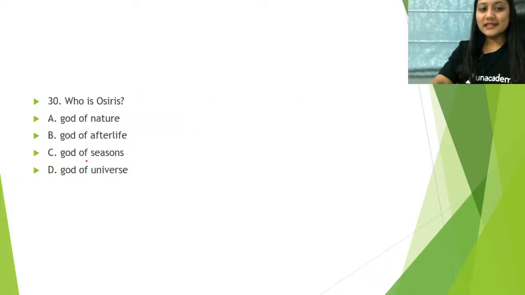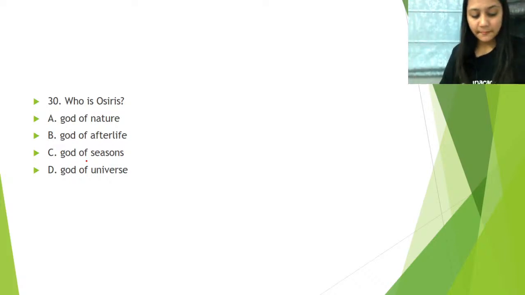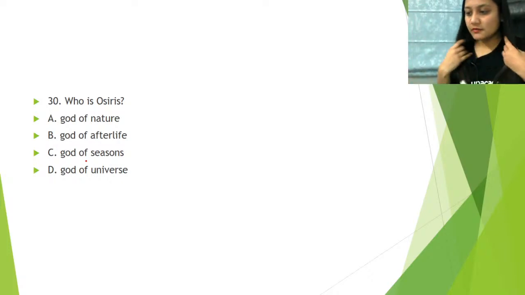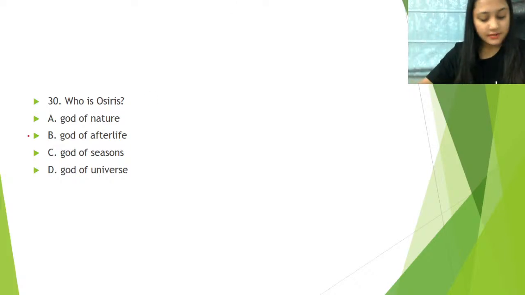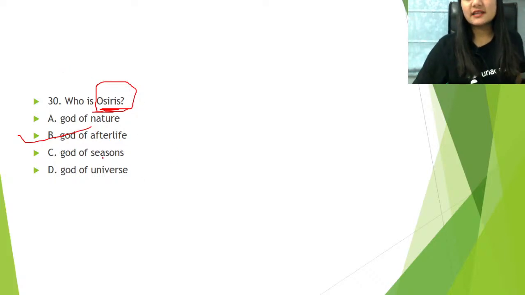Perfect. And here goes the last question of the day. Who is Osiris? God of nature, God of afterlife, God of seasons, or God of universe? And that is the last question for the day. Very good. Nidhi, superb. What about the others? 30th, you're confused? Why? It is B. Very good. God of afterlife. Osiris is basically the god of afterlife, and the formation of stars is also associated with him. No, Nayan, that is B. God of afterlife. Right? The constellation, we also call it Osiris. So that is basically the god of afterlife.